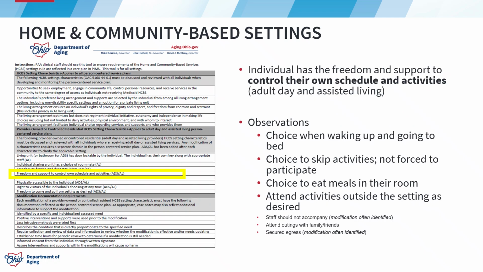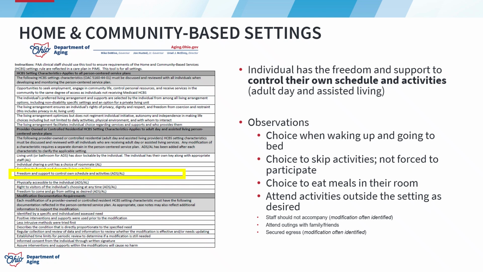Next is that the individual has the freedom and support to control their own schedules and activities. This is applicable for both adult day and assisted living facilities. Things that you would see to ensure that an individual is given these opportunities would be choice in when somebody wakes up, when they want to go to bed at night, and that they have the freedom to skip an activity if they're not interested, that they are not forced to participate.